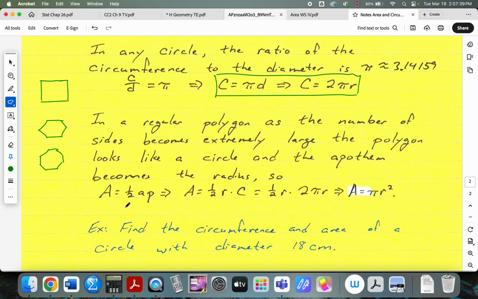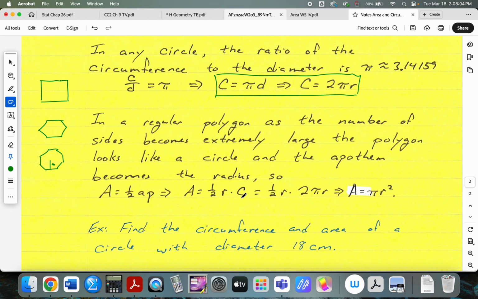Now, the area of a regular polygon is 1/2 apothem times perimeter, where this is the apothem. But as this becomes closer and closer to a circle, the apothem gets closer and closer to the radius of the circle, because it goes from the center out to the edge. And the perimeter of the polygon is like the circumference.